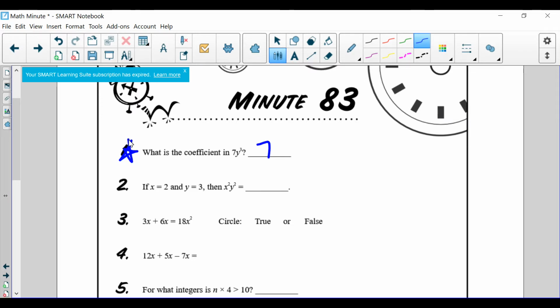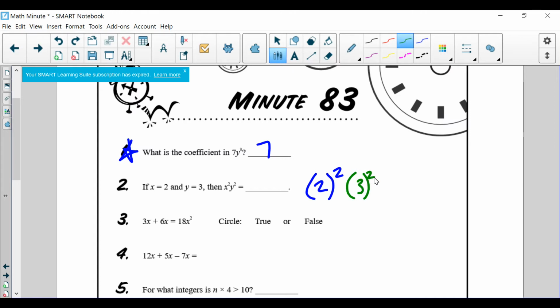Now we've got an if problem. If x is equal to 2 and y is equal to 3, what's the answer? So I'm going to put 2 in for x. Notice how I put parentheses. Anytime you have a variable and you're substituting, make sure you put parentheses. That way you emphasize that it's 2 to the second power. I'm also going to use a different color, green, for the y value, and we're going to put 3. Again, notice how I put parentheses.